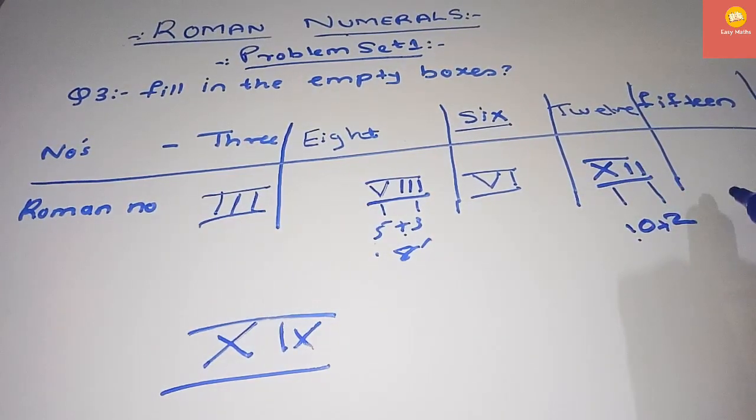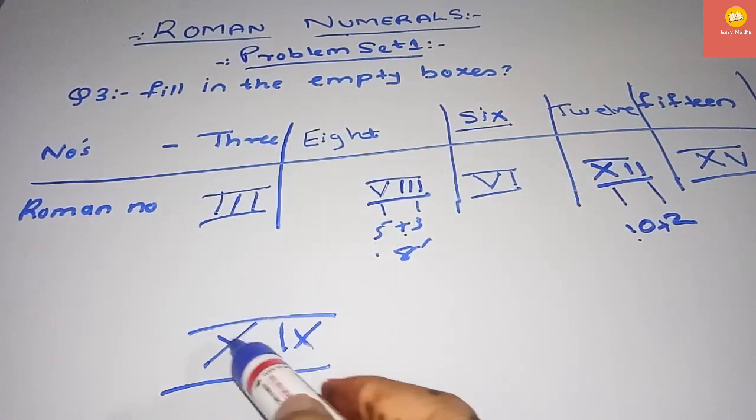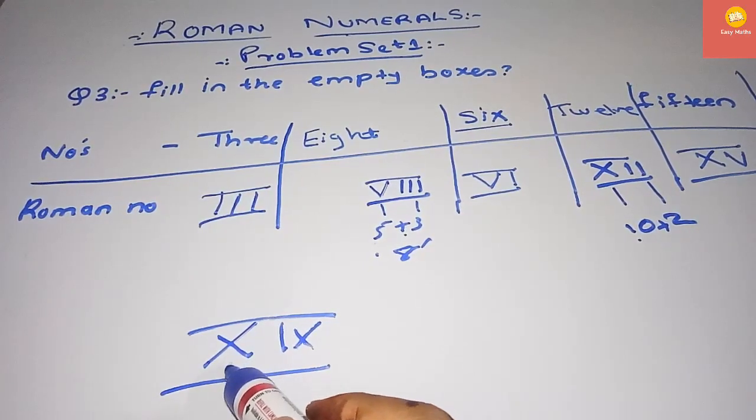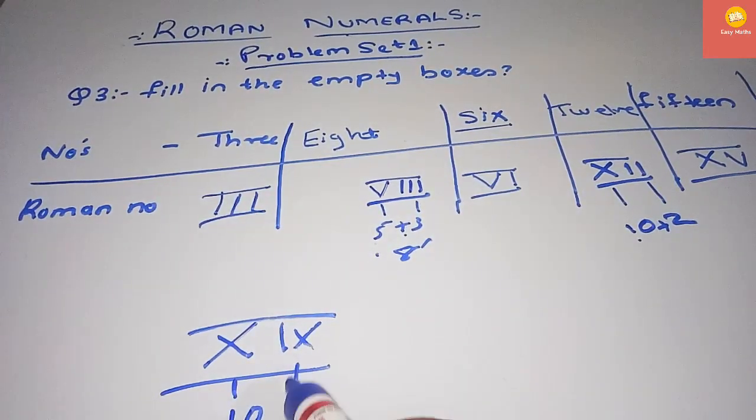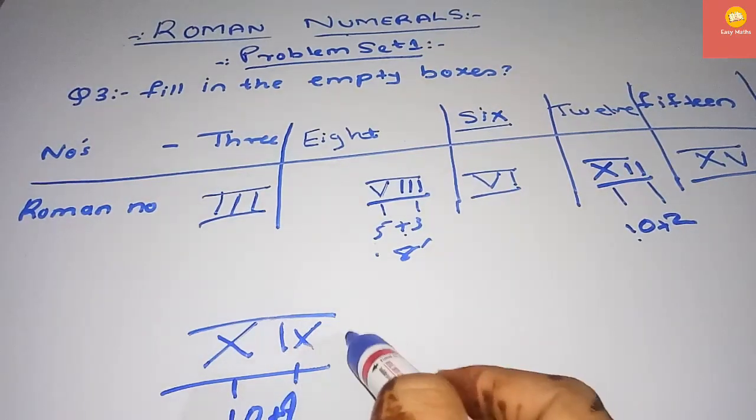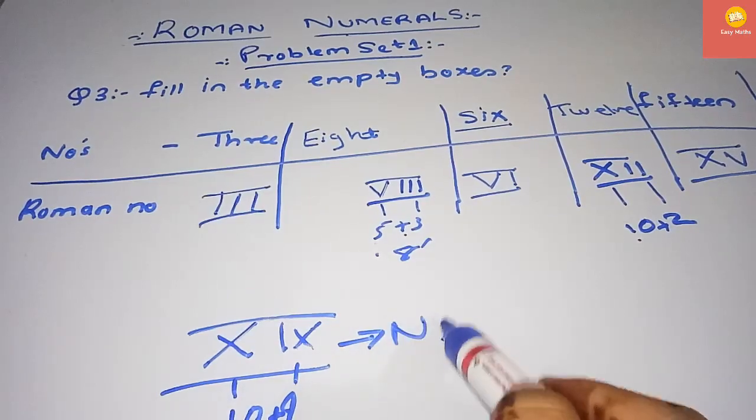15. How to write down the 15? 10 and 5 is 15. Next, they have provided 10 and this is 9. 10 plus 9 is 19. So how to write down the 19? It's like this.